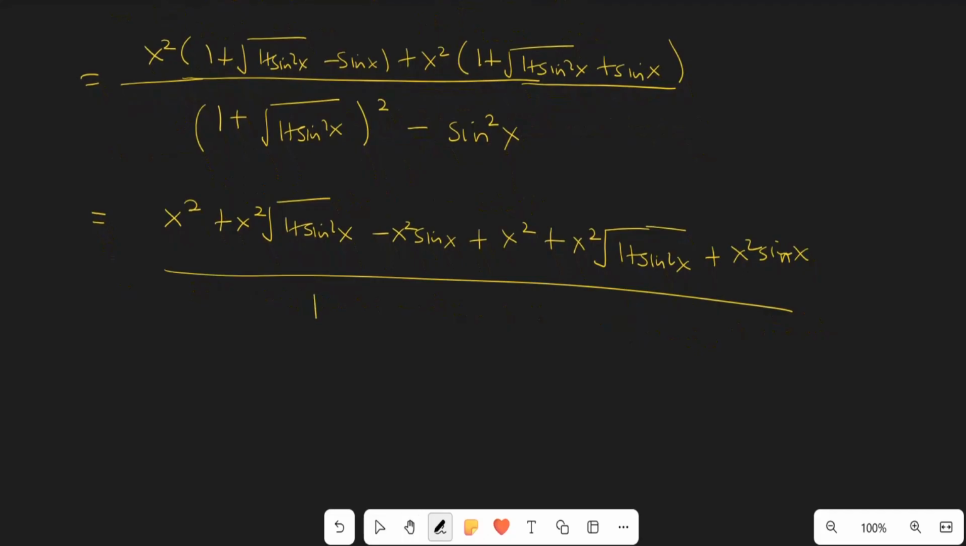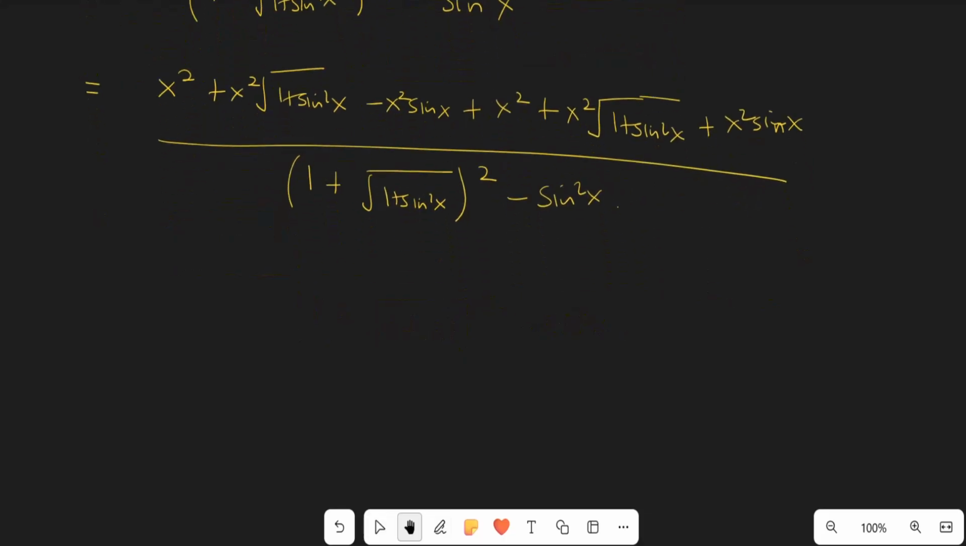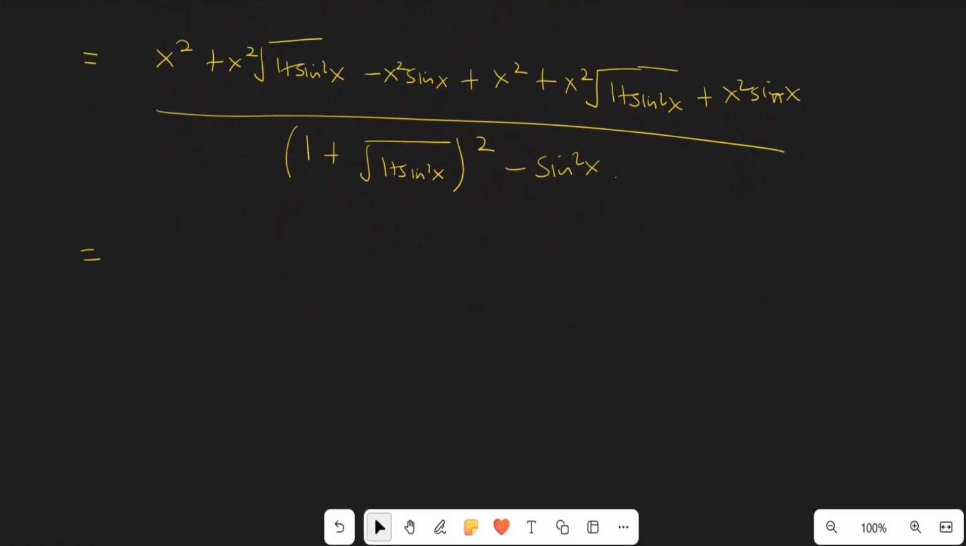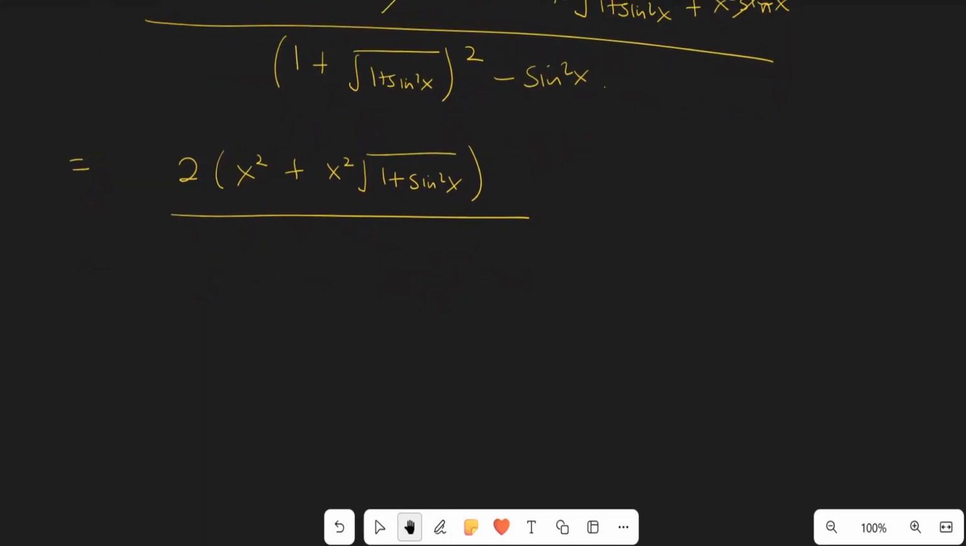divided by the denominator, 1 plus sine square x squared minus sine square x. Okay, cool. Now some things will cancel out. I guess this one will cancel out with this one, and in the end we have x squared plus x squared, which is 2x squared, and this plus this is 2 of that, so we can factorize 2 out, and that will be x squared plus x squared times 1 plus sine square x in a square root, right, divided by difference of two squares.